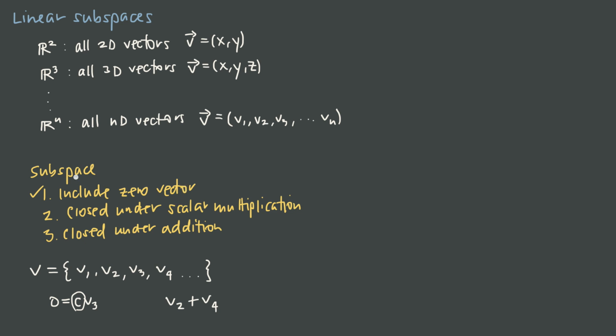So actually, when we're looking at the definition of a subspace, we really only have to check these two things. We have to check to see that it's closed under scalar multiplication, and we have to check to see that it's closed under addition. And if it meets those two conditions, then it's a subspace. So let's look at an example so that we can actually get a better understanding of what we're talking about.